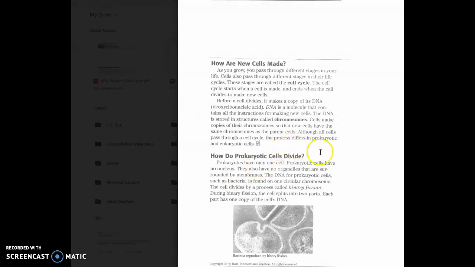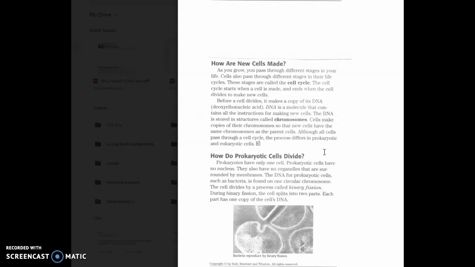How do prokaryotic cells divide? Prokaryotes have only one cell. Prokaryotic cells have no nucleus. They also have no organelles that are surrounded by membranes. The DNA for prokaryotic cells, such as bacteria, is found on one circular chromosome. The cell divides by a process called binary fission. During binary fission, the cell splits into two parts. Each part has one copy of the cell's DNA.